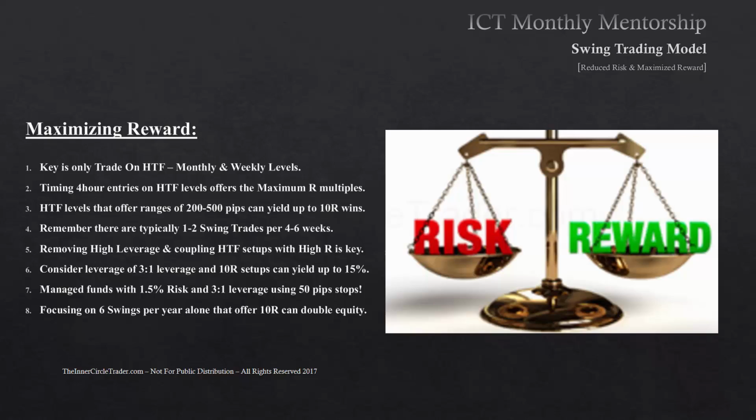By removing high leverage and coupling higher time frame setups with high R's, this is key. So if you can remove the high leverage, in other words, we're not trading with 50 to 1, we're not trading with 100 to 1, 200 to 1, or 400 to 1, if they even still allow that anymore. By removing that high leverage, you can actually trade with just 3 to 1 leverage. That means if you have a $10,000 account, you're only trading with 3 minis.